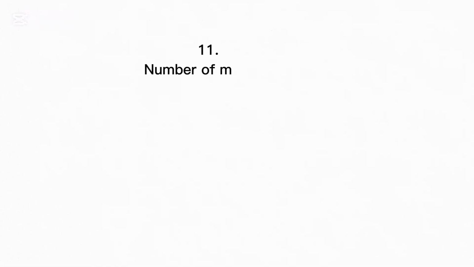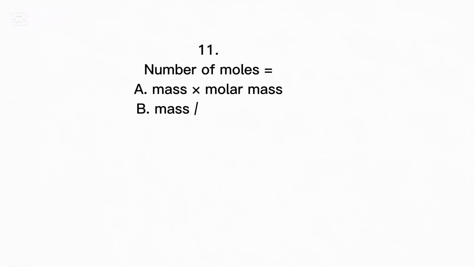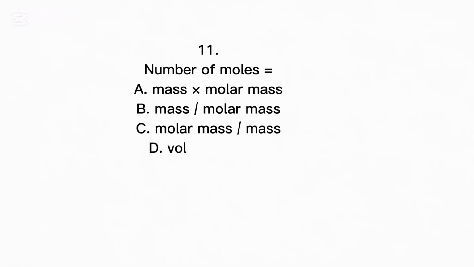Question 11. Number of moles is equal to A. Mass times molar mass, B. Mass divided by molar mass, C. Molar mass divided by mass, D. Volume times mass. Now, let's see what number of moles is. The number of moles of a substance is a way to count how many particles of atoms, molecules, or ions you have. So now, in these four options, can you pick any of these options that is the way to count the number of atoms in a substance? Do this before I say the answer. The answer is B.